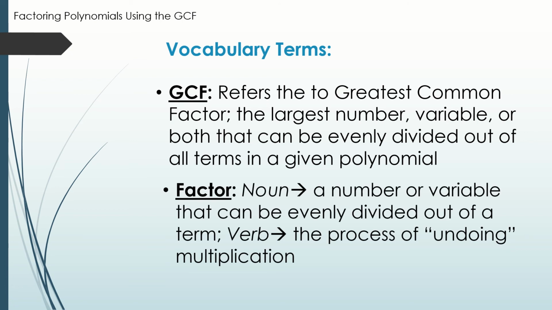And factor. So factor we use two ways. The noun, it's a number or a variable, or like I said above, both, that can be evenly divided out of a term. So a factor of something is the noun. When we are factoring, then we're using it as a verb, or saying factor the polynomial. We're using that as an action, as a verb. That is the process of undoing multiplication. So we're unmultiplying. In the last couple lessons, we multiplied polynomials. We used distributive method. Now factoring is essentially undoing the distribution.